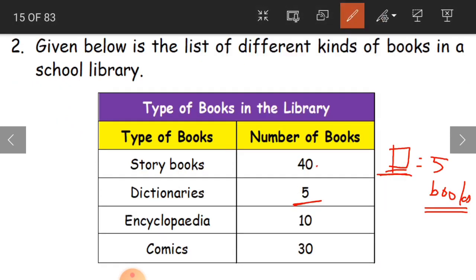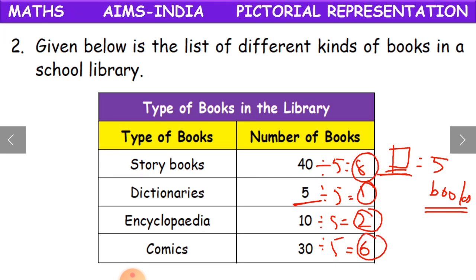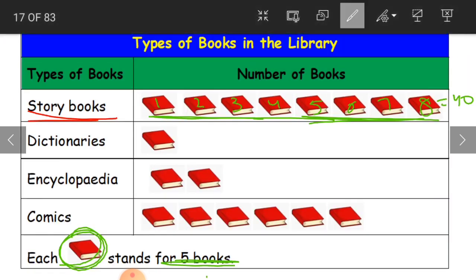So we have to divide all the number of books by 5. 40 divided by 5, 8. 5 divided by 5, 1. 10 divided by 5, 2. 30 divided by 5, 6. So that means we have to draw 8 book pictures here, 1 book picture, 2 book pictures and 6 book pictures. See, 8, 1, 2, and 1, 2, 3, 4, 5, 6.